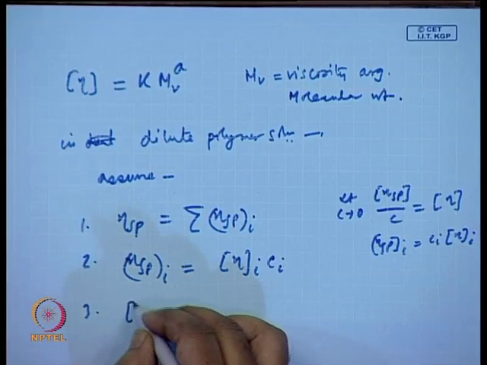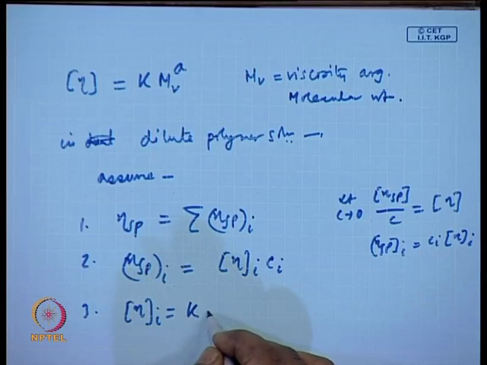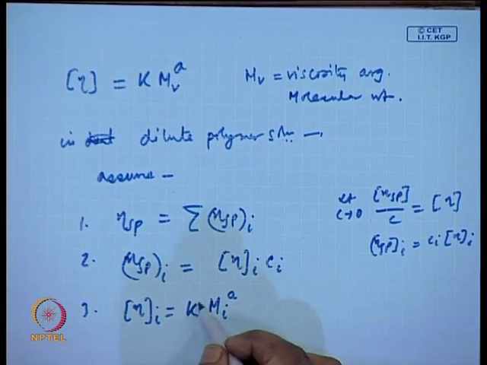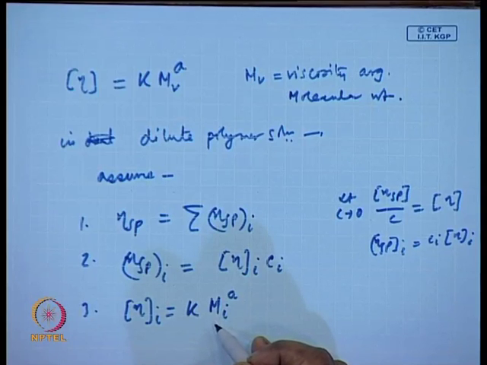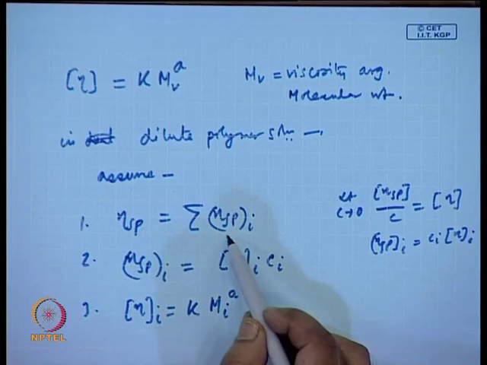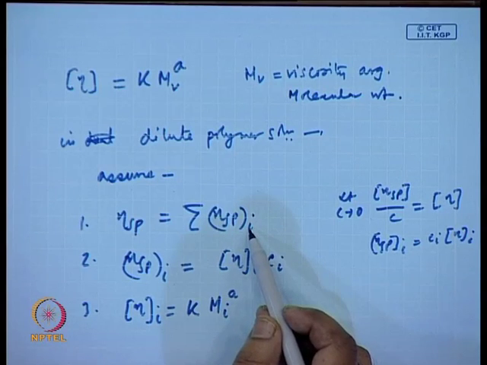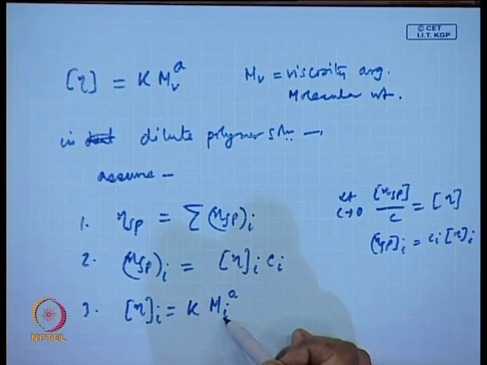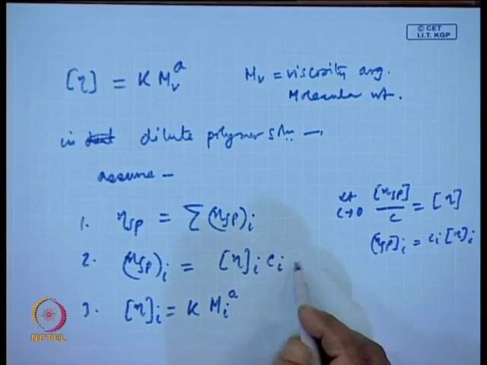Third is the intrinsic viscosity of the ith chain, which is given by K M_i to the power a. That means we are assuming that K and a values are independent of the size of the molecule. So, eta sp i is the viscosity of N_i moles of molecules having molecular weight M_i present at a concentration of C_i per unit volume.